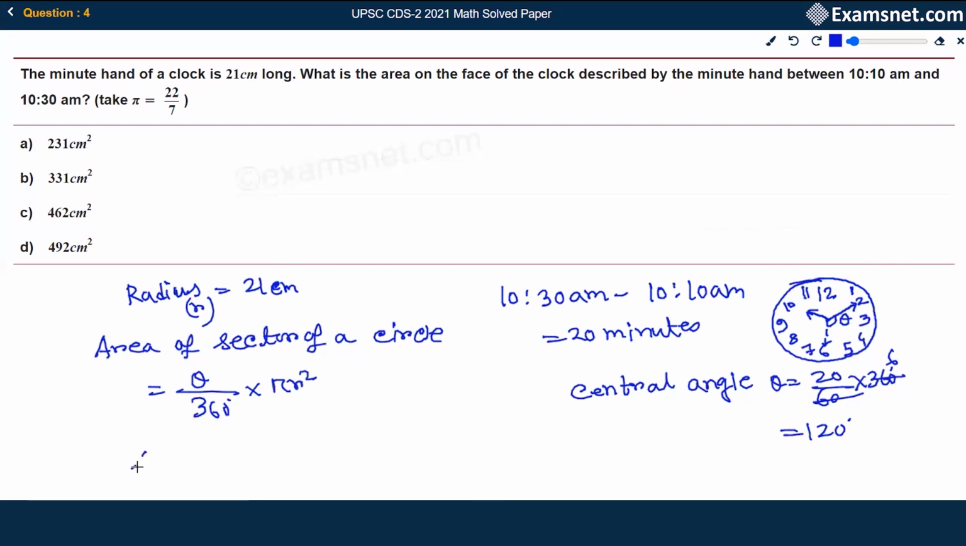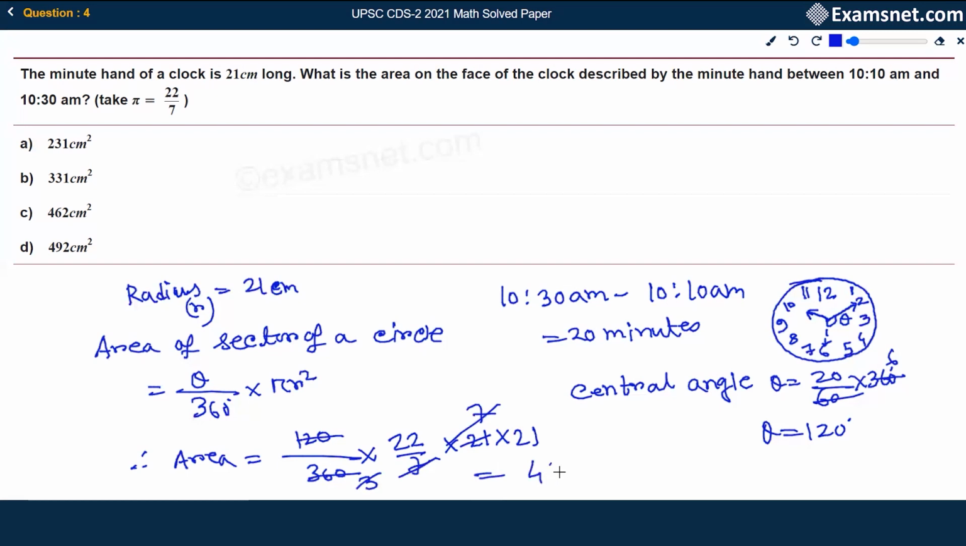We will put all these values to get the area of this portion. So here, therefore, area, we know the value for theta 120 degree by 360, multiplied by pi. We will take the value of pi as 22 by 7, and r 21 square. It would give us the value 462 centimeter square. Okay, so option C is the correct answer, 462 centimeter square.